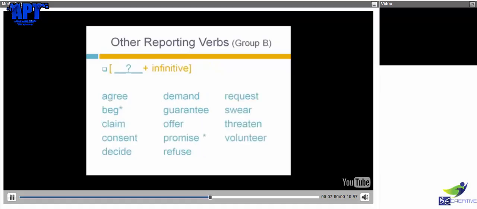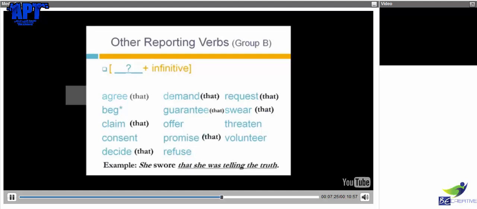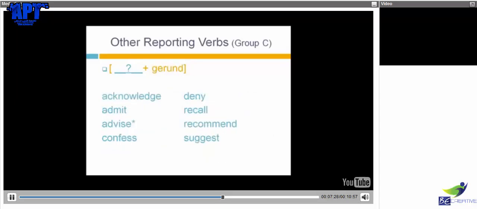In Group B, we have verbs that are followed by an infinitive. Agree to do something, beg to do something, claim to do something, etc. Now some verbs belong to more than one group. For example, beg and promise can also use the structure we saw in Group A. You can beg or promise someone to do something. And a lot of these verbs can simply be followed by a that clause, as in, she swore that she was telling the truth.